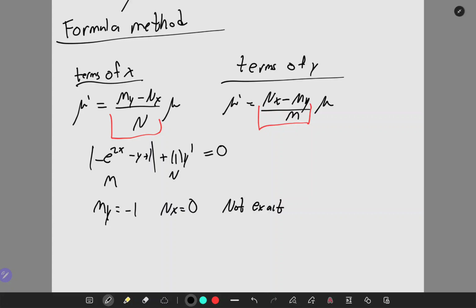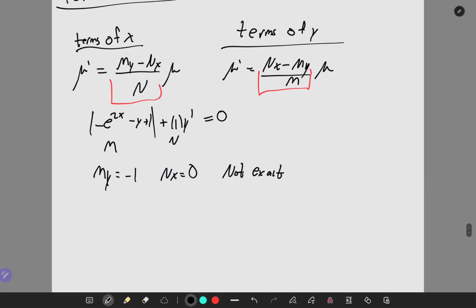Oh wait, yes it does. Okay, well let's do this. I'm going to do both formulas, and I'm going to show them what would happen if we use both. So if we use the terms of x1, this is the good one, by the way. We know this is going to work because we just did it the long way and it was in terms of x.